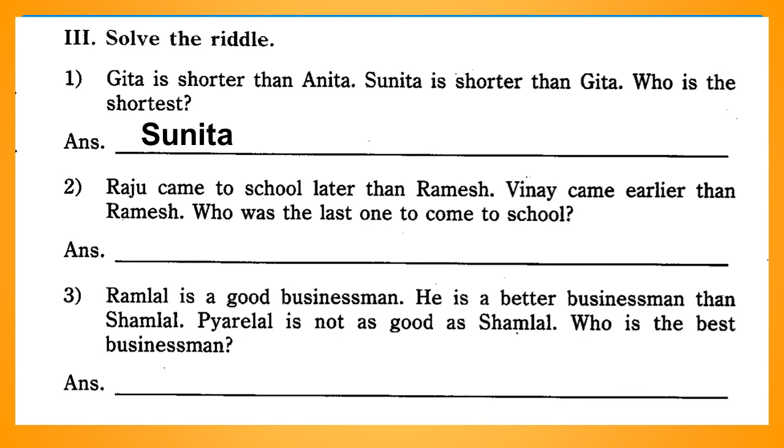The second riddle. Raju came to school later than Ramesh. Vinay came earlier than Ramesh. Who was the last to come to school? Yes, Raju. Good.